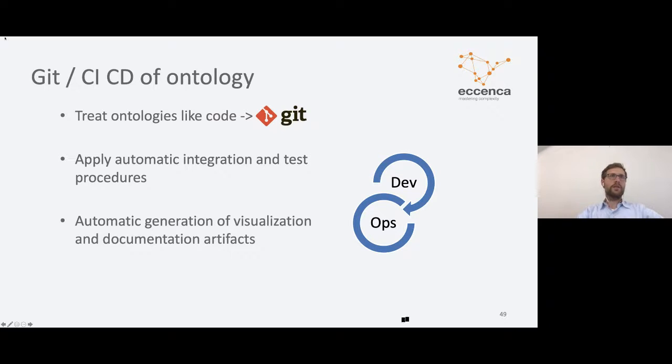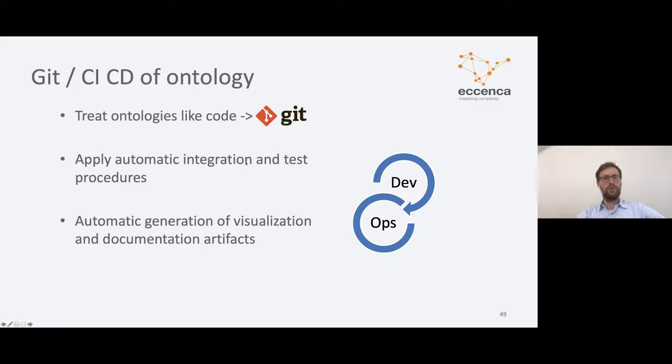It actually starts with treating ontologies and the ontology artifacts like code. So we Git revision them. It's also something that the One Record team is doing. They publish and develop the One Record ontology on Git. But what we are also doing is we put a continuous integration and continuous development pipeline on top of those ontology repositories. So we automatically apply integration and test procedures.